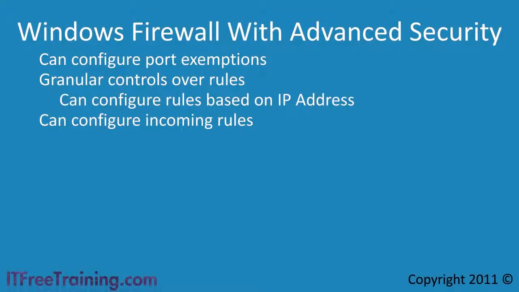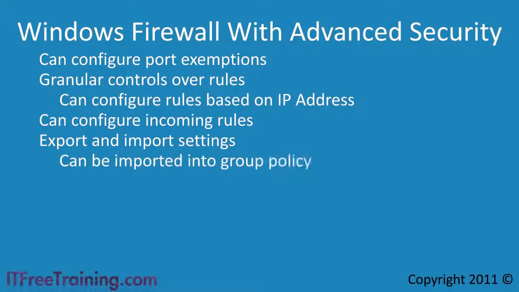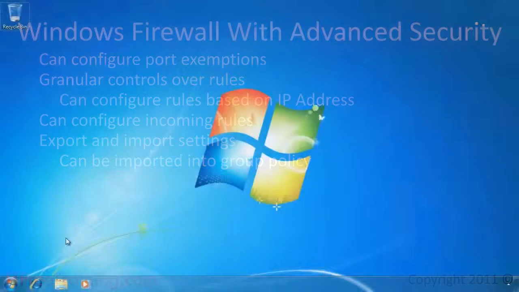Once you have configured the firewall the way you want it, you may want to use the settings on another computer. With the advanced tool, you can export the firewall settings so they can be imported on another computer. These settings can also be imported into group policy. This means you can configure one computer the way you want it and then deploy these settings to all computers on your network using group policy. Let's have a look at how to configure the Windows Firewall with Advanced Security.